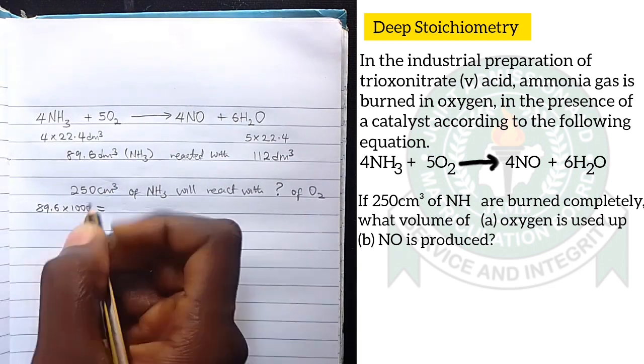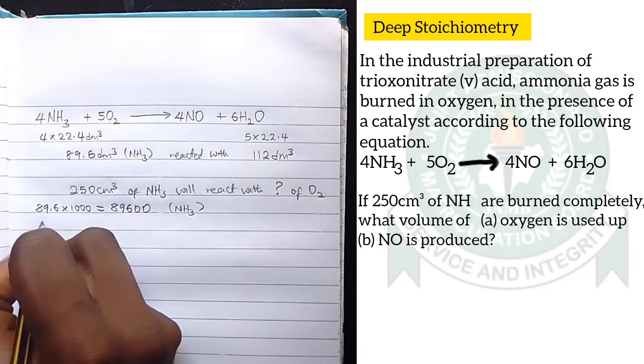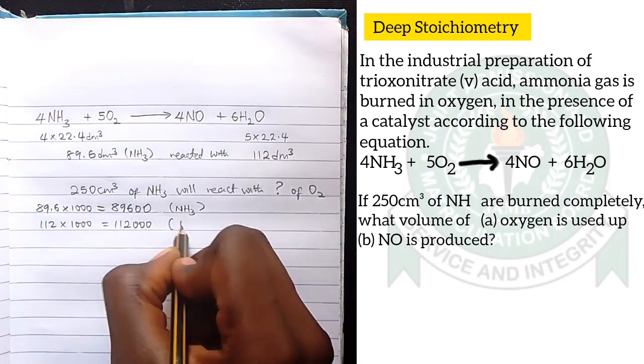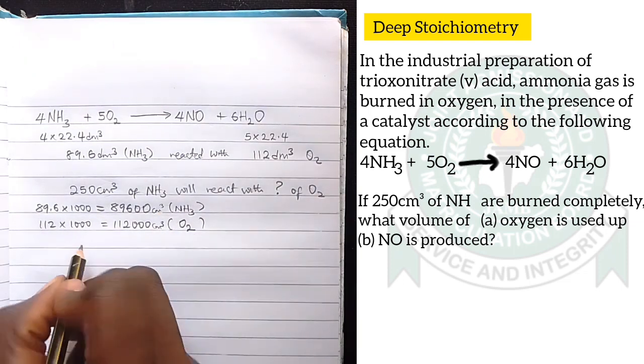Okay, but you can see that the former volumes were in decimeter cube, so you have to convert them to centimeter cube by multiplying by 1000. So you multiply decimeter cube by 1000, you give centimeter cube. So we have this in centimeter cube now.